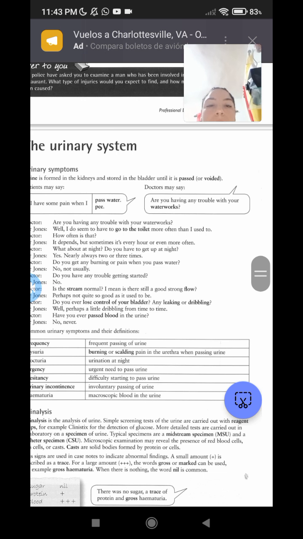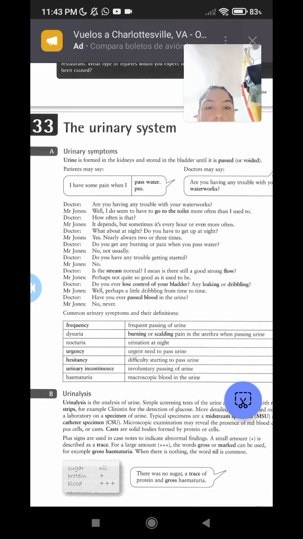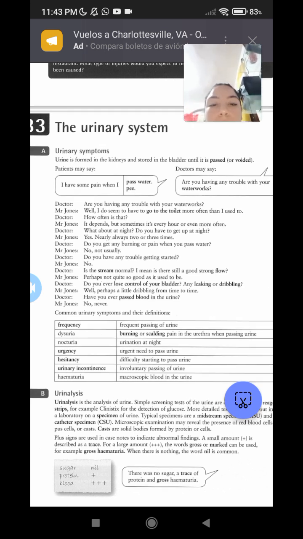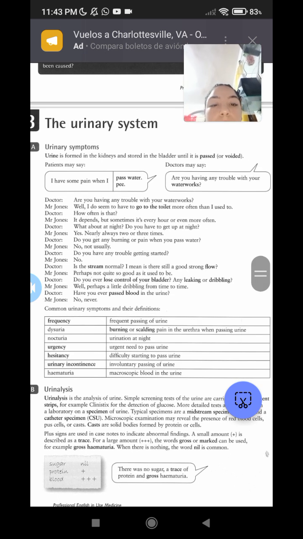Doctor: Are you having any trouble with your water works? Mr. Jones: Well, I seem to have to go to the toilet more often than I used to. Doctor: How often is that? Mr. Jones: It depends, but sometimes it's every two hours or even more often. Doctor: How about at night? Do you have to get up at night?